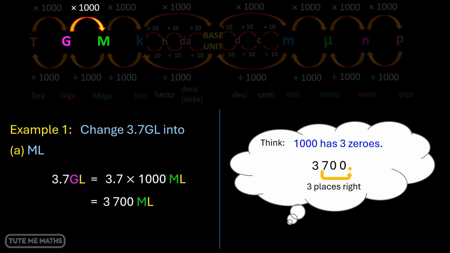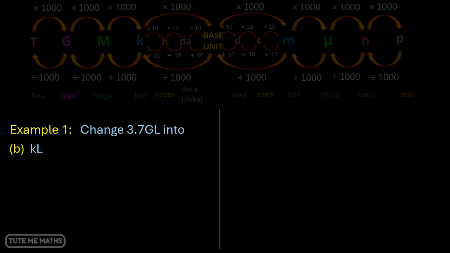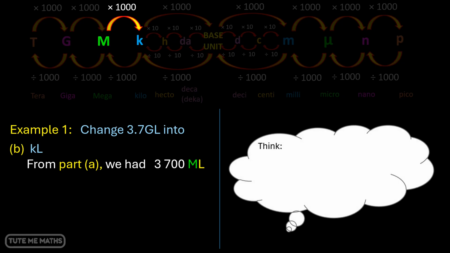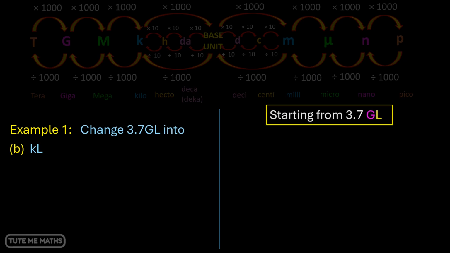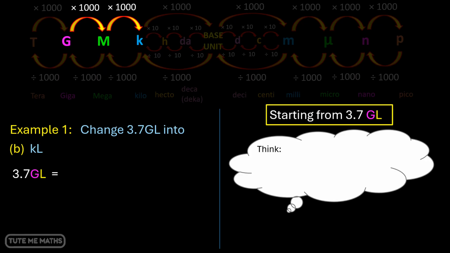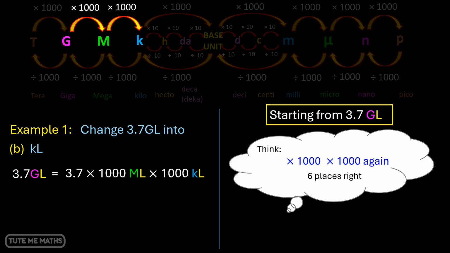In part B, we want to change the same 3.7 gigalitres into kilolitres this time. Since we already converted to megalitres in part A, we can start there if we like. We only need to multiply by 1,000 again. This gives us 3,700,000 kilolitres. If part A hadn't been asked, we would start with 3.7 gigalitres and we would need to multiply by 1,000 twice. Or we could multiply by 1 million, since 1,000 times 1,000 is a million.